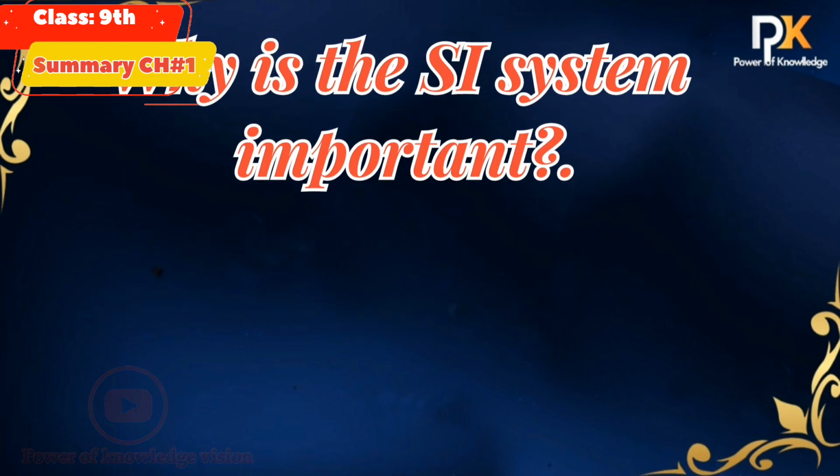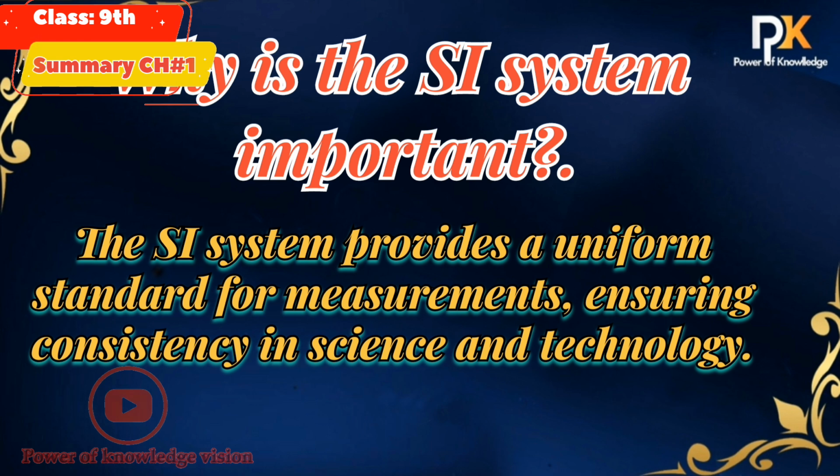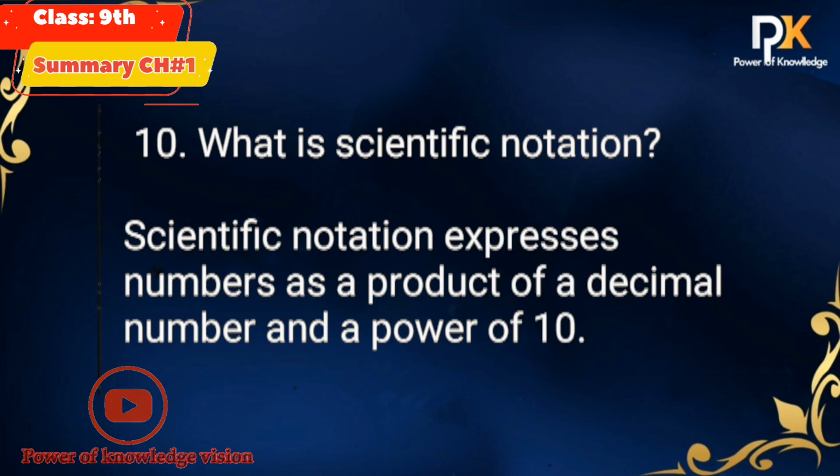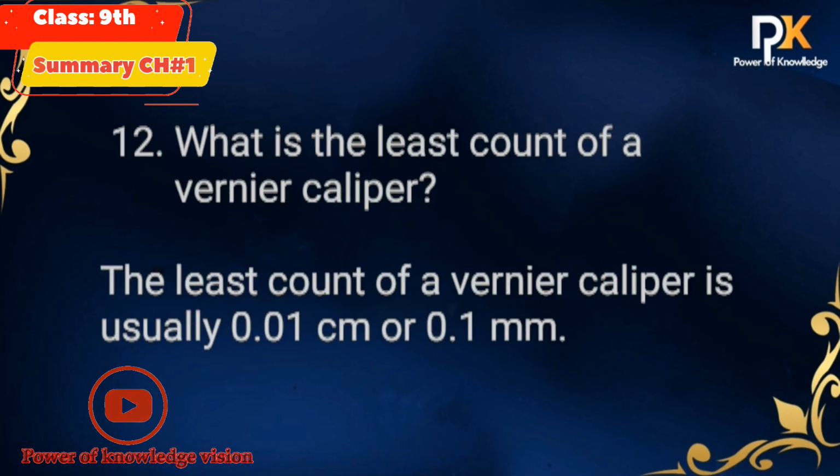Why is the SI system important? The SI system provides a uniform standard for measurements, ensuring consistency in science and technology. What is scientific notation? Scientific notation expresses a number as a product of a decimal number and a power of 10.